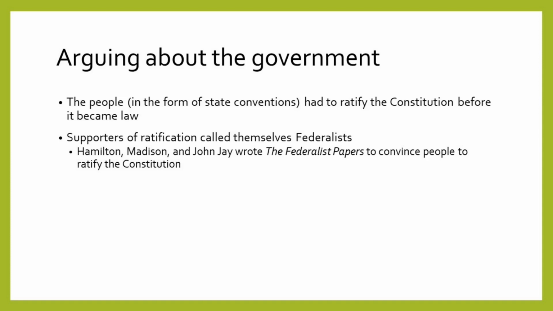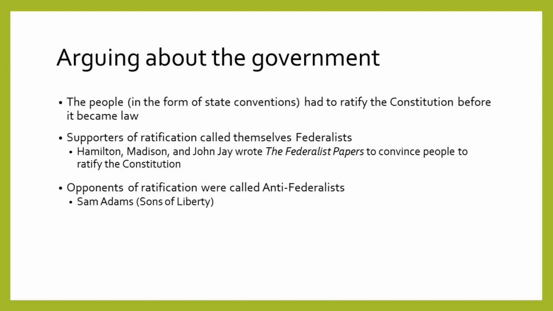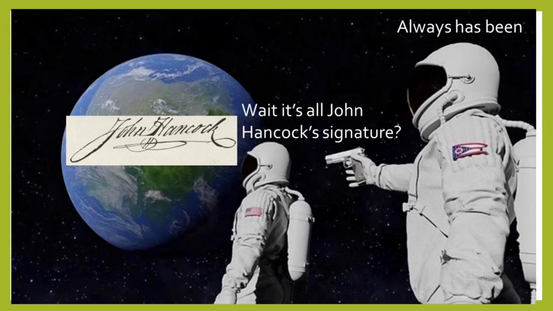On the other side of this debate was a group called the Anti-Federalists. They had some big names on their side too, including Sam Adams, the leader of the Sons of Liberty, Patrick Henry, the man who famously said, "Give me liberty or give me death" on the eve of the Revolution, and John Hancock, the man who memed his way into the history books by signing the Declaration of Independence so big that you could see his name from outer space.